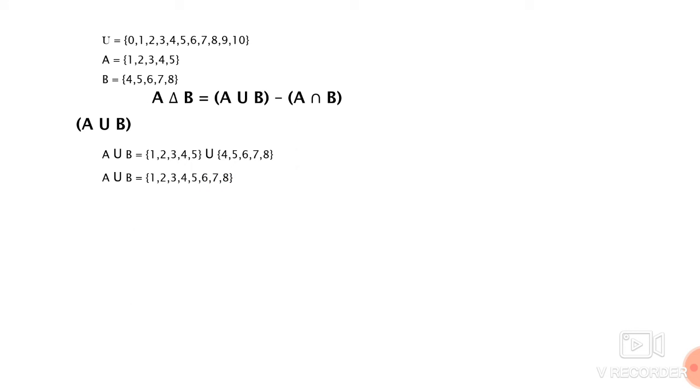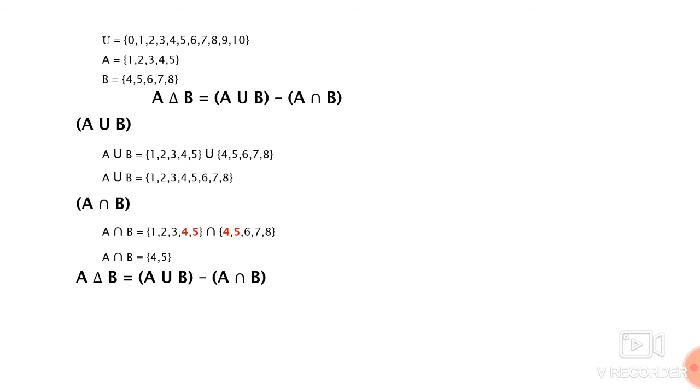Then we will find A intersection B. We know that in intersection we just write down the common elements. So A intersection B will be just 4 and 5. Now we have to find the difference of union and intersection. So writing A union B here, minus, then A intersection B. In the operation of difference, we just cancel out the common elements and write down the remaining elements of the first set. So A delta B will be 1, 2, 3, 6, 7, and 8.